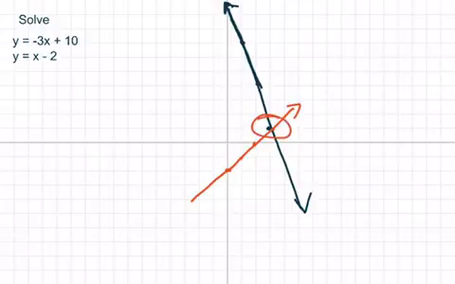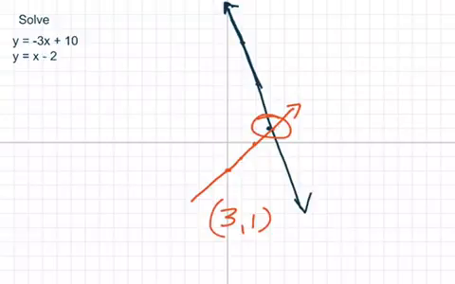Now, the type this would be is consistent independent. The solution is 3, 1. Wherever they intersect, it's that ordered pair. So that would be your solution. The type would be consistent independent.